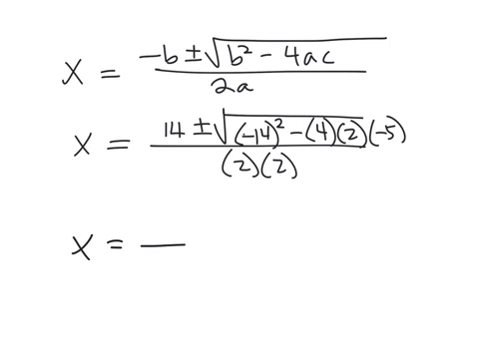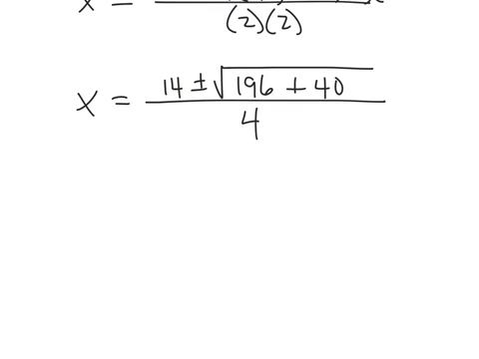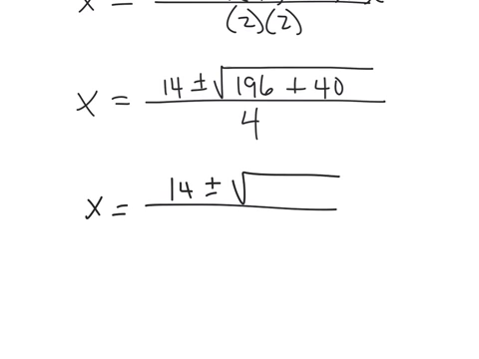to make sure you understand what I'm doing here. So we've got 14 plus or minus the square root of, now negative 14 times negative 14 is positive 196, and then this is going to be plus 40, because 4 times 2 times negative 5 is negative 40, so minus a negative 40 is plus 40, over 4. Continuing to simplify, x is equal to 14 plus or minus the square root of 196 plus 40, which is 236, over 4.